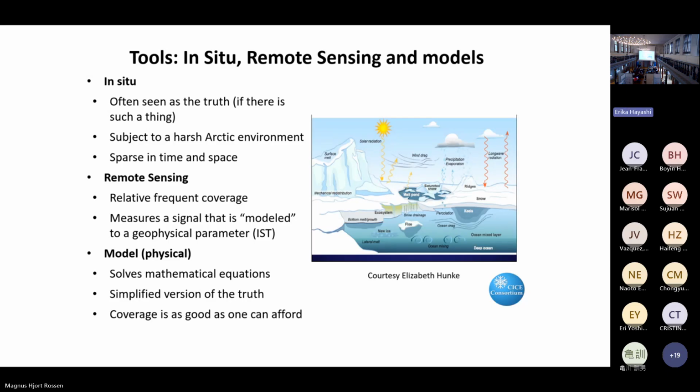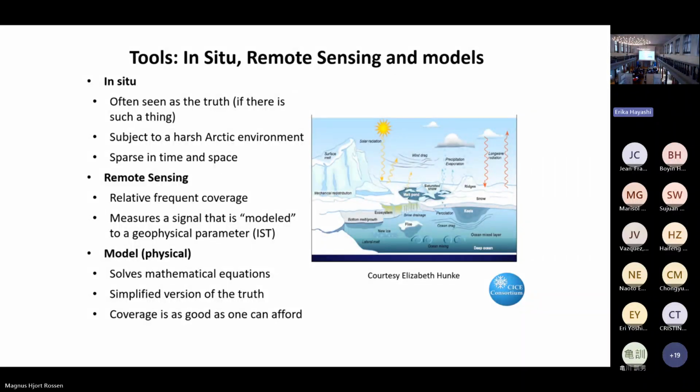Then we have the remote sensing, which has reasonable coverage. There can be some limitations, for instance when there are clouds or other limiters. It still measures a signal that is converted to a temperature. It's not a direct temperature, so there are some conversion uncertainties, and I think many people in the room are more familiar with that than I am.